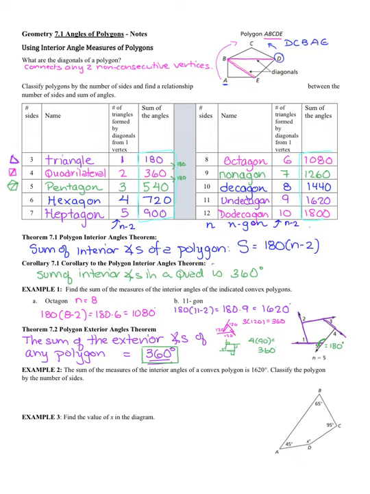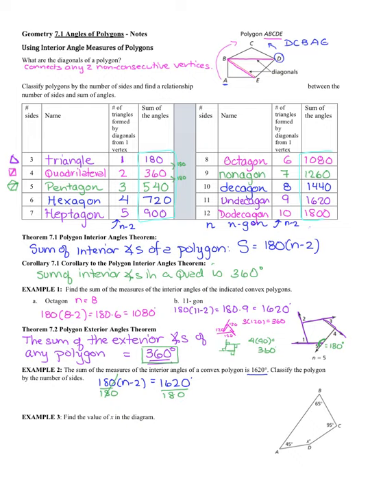The sum of the measures of the interior angles of a convex polygon is 1620. They want us to find the number of sides. So what we could do is use our formula, 180 times (n minus 2). In this case, they're telling us that equals 1620. To solve this, rather than distribute, I like to divide first. It really doesn't matter, but it's my preference.